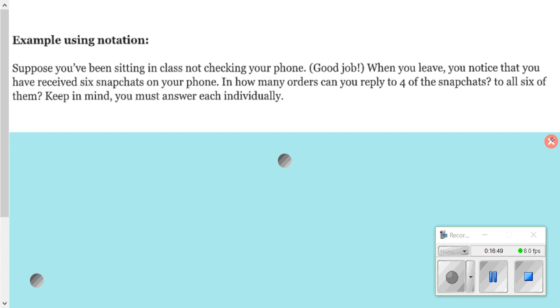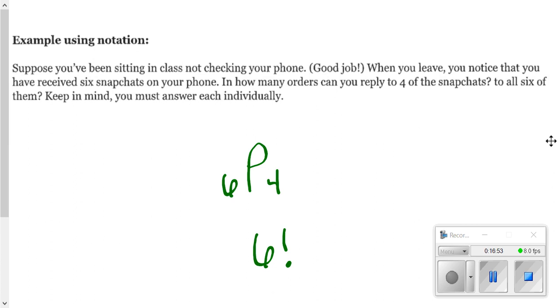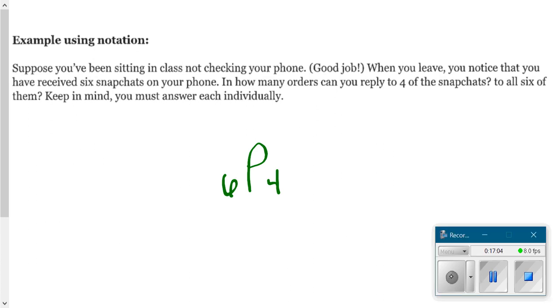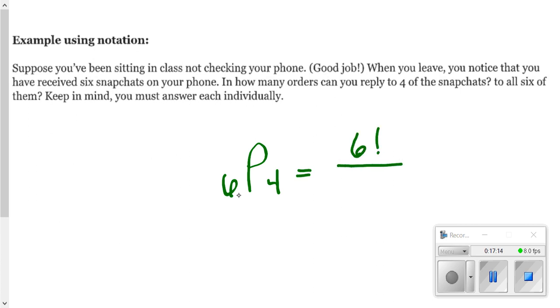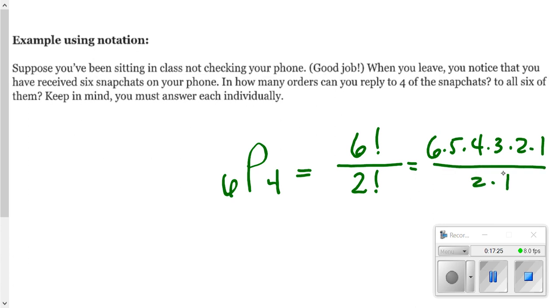I hope you tried the question yourself, but this is the setup. There's 6 different messages that you need to reply to, and you're going to reply to 4 of them. So that means you'd have 6 factorial over 6 minus 4, which is 2 factorial. So you could write that out like this. Or you might have just said, I need to do 6 times 5 times 4 times 3. That's fine. 6 factorial on its own would be if you were replying to all 6. But the question asked, how many ways can you reply to 4 of the 6?